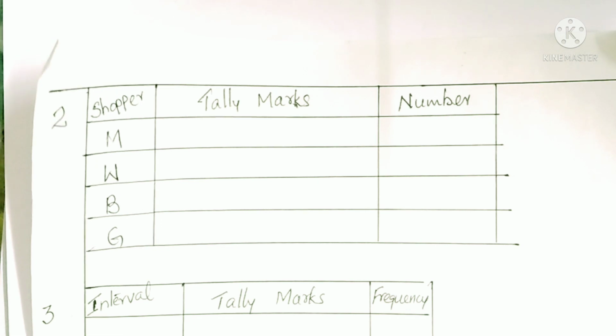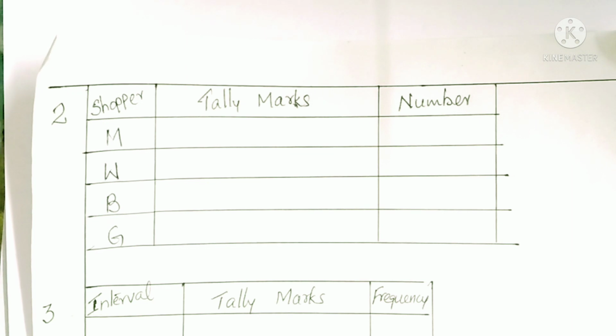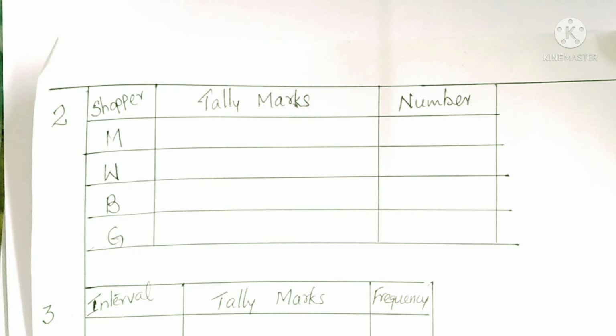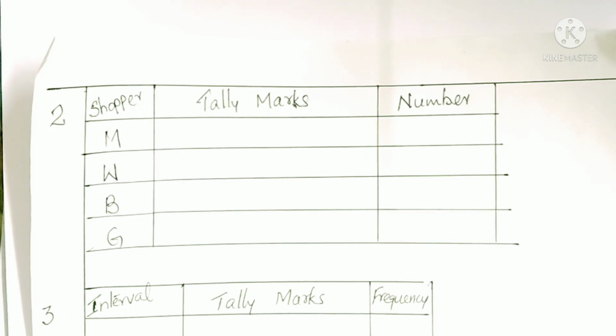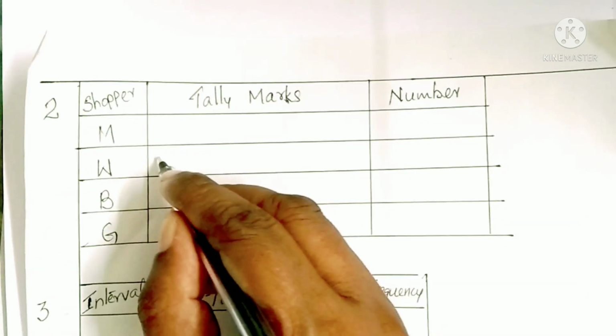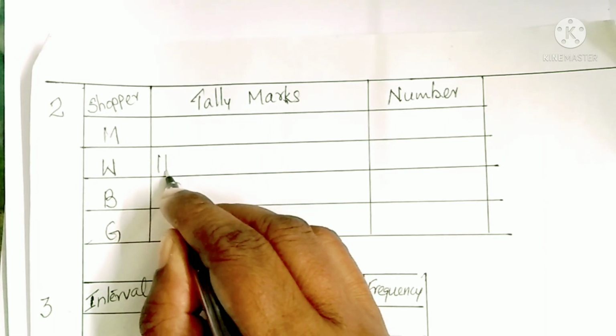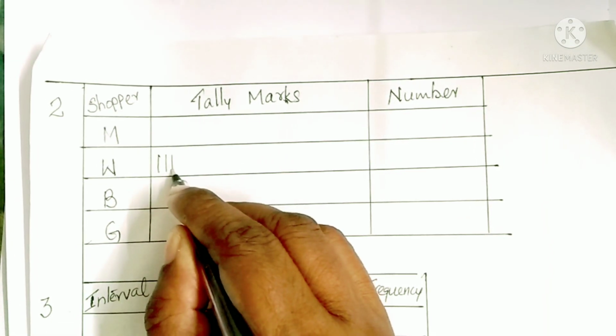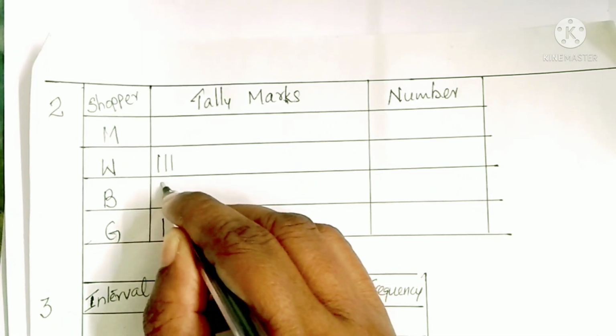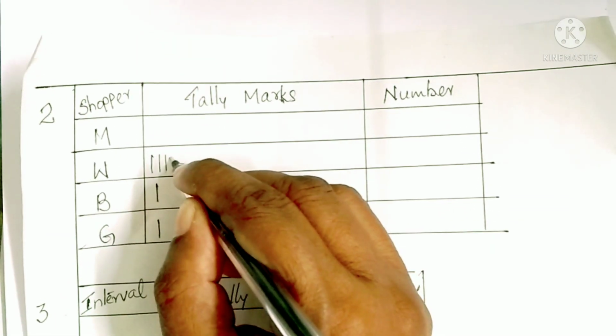These are the 4 categories. Now they have given you the following list, which gives the shoppers who came during the first hour in the morning. They have given W, W, W, G, B, W. You need to mark the tally marking and then find the number of people. The first one is a W, so here we will put a tally mark. Again there is a W. Third one is also W. Next is G, then B, then 2 W again.